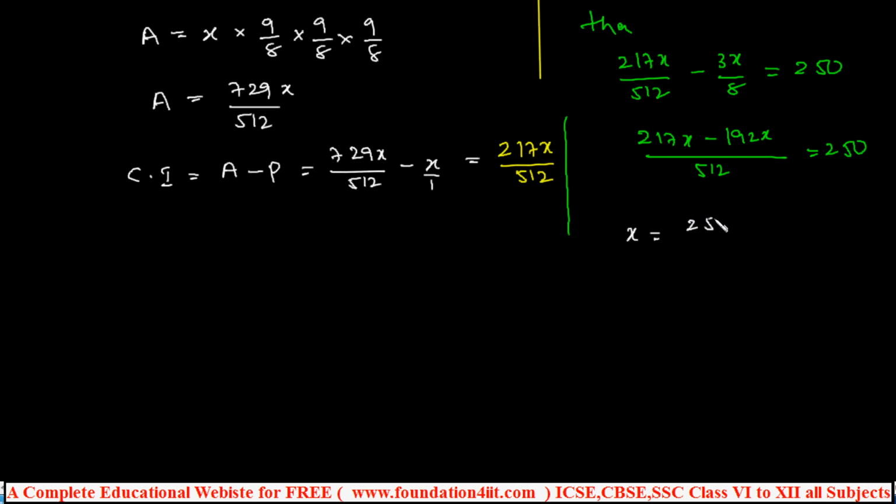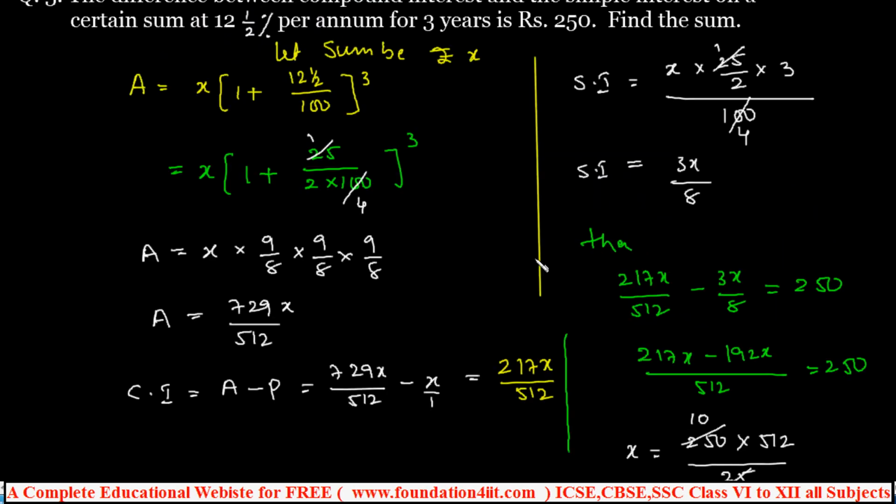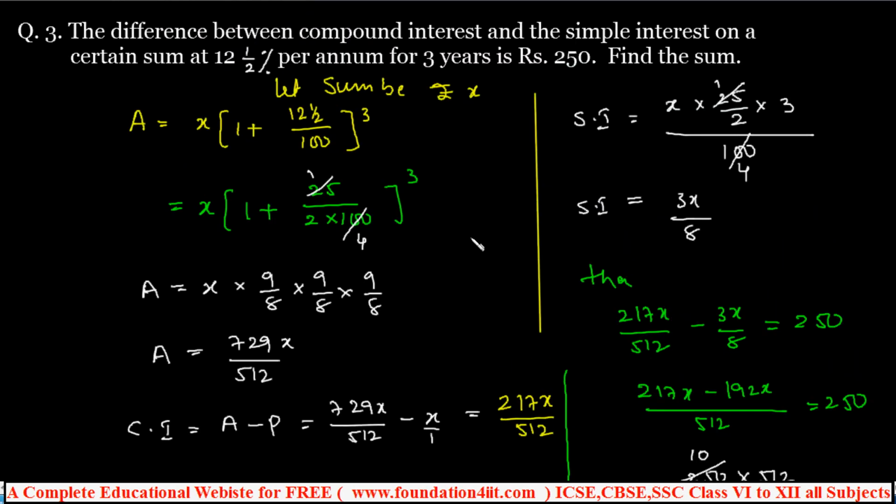This subtraction gives 250 into 512 divided by 25. 25 ones are 25, and 10, so 5120. This is the x value, so this is the principal amount. So whenever they ask about a difference like this, straight away apply the formula and go for the subtraction. Right, this is the problem.